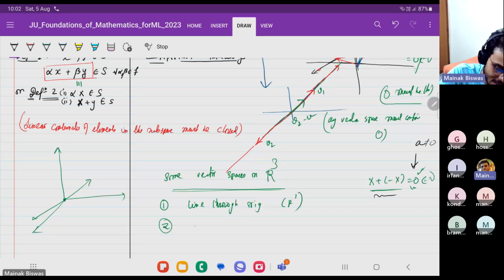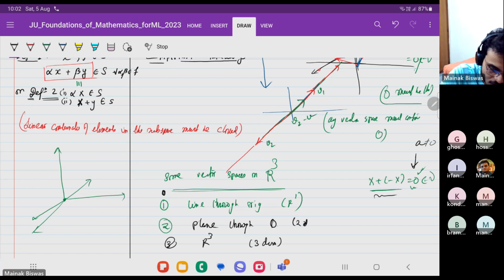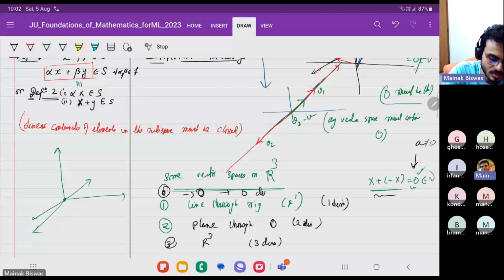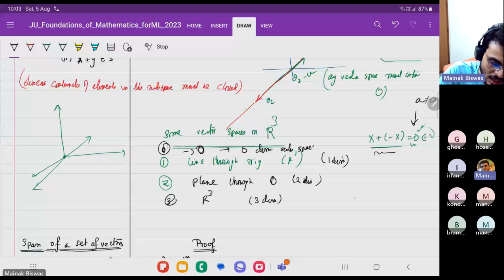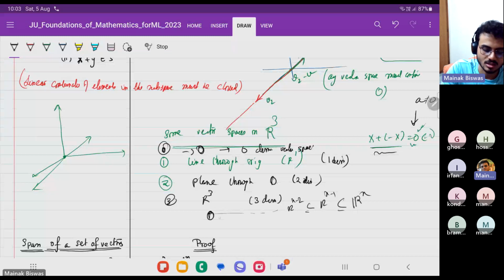So you said a plane through origin and entire R3. Can you tell me one more vector space? This is 3-dimensional, this is 2-dimensional, and this is 1-dimensional. Origin itself. Exactly. Dimension 0 is a 0-dimensional vector space. So any vector space Rn can contain Rn minus 1, Rn minus 2, and so on till 0-dimensional spaces, right?